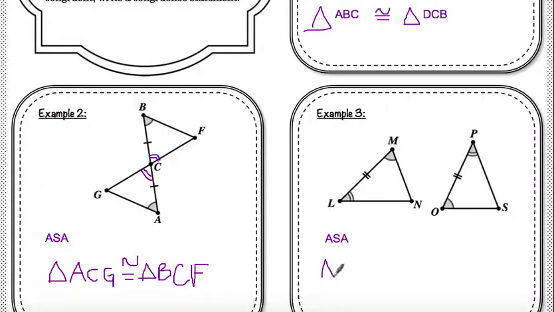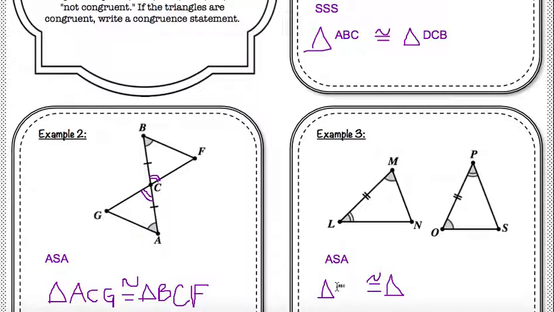Okay, so I'm going to say that the triangles are congruent, and now I'm going to write a congruent statement. So I'm going to look to see what I want to call this. How about MLN? Angle M had one marking, and so does angle O. Angle L had two, and so does P. And then S is the only angle left.